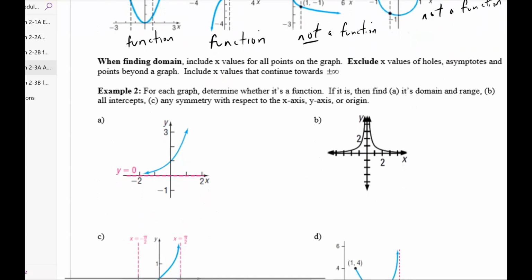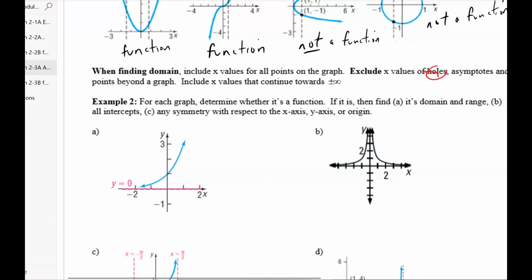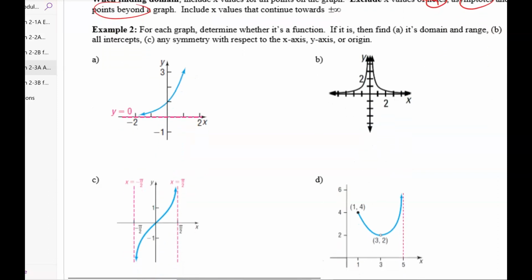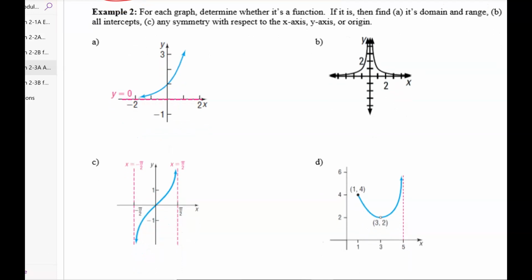Okay, when finding domain, include the x values of all points. So this is just more practice finding domain. We want to make sure that we look for holes, asymptotes, and any points beyond the graph. So if there's an endpoint, not an arrow, but an endpoint, then we want to stop there. Okay, so like here's an endpoint here. So we don't want to include anything to the left of that endpoint as part of the graph.